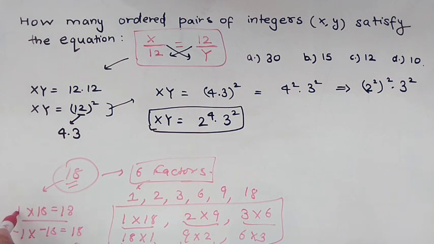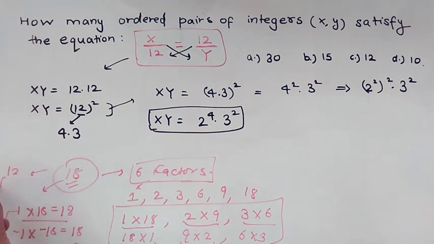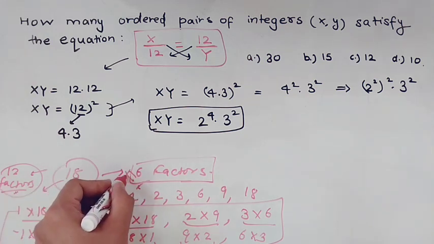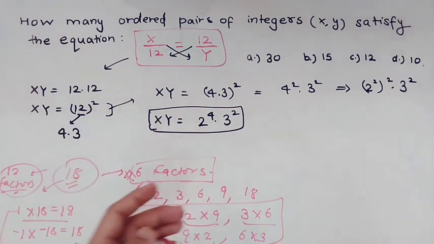plus. Okay, so if the question is like you have to calculate the ordered number of pairs of integers x and y, then you have to consider the negative answers also. So for this the number of factors will be 12, if it's stated in the question. If it's not there, then go with the 6 option only. Okay, that is 6 factors.